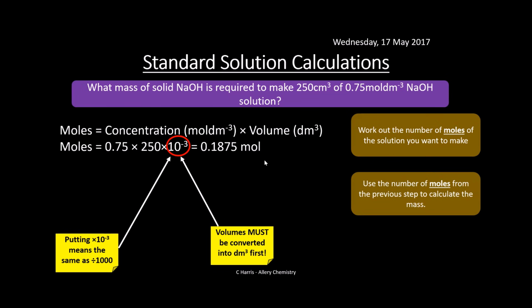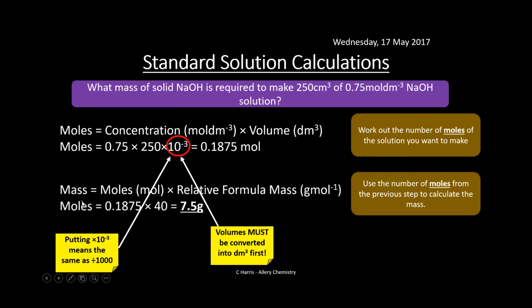Okay, so use the number of moles from the previous step to calculate the mass. The mass is basically the number of moles times the relative formula mass. So moles is from here, 0.1875. Remember, this is the concentration. This is the number of moles that we want to use to get the right concentration in that volume. Times it by 40, because that's the relative molecular mass of sodium hydroxide, and we get a mass of 7.5 grams.